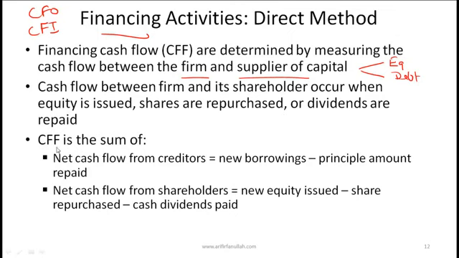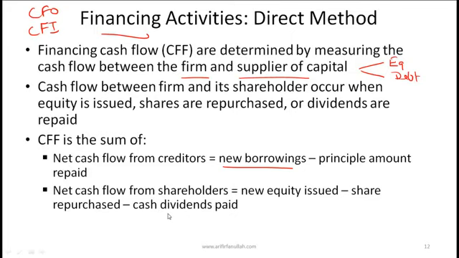So essentially, CFF is the sum of net cash flow from creditors. So these are the people or organizations from whom the company is borrowing money. So the net cash flow is equal to any new borrowings minus any principal amount repaid. So this is the net cash flow from creditors, and the net cash flow from shareholders is the new equity issued minus any shares repurchased. When shares are repurchased, this is a treasury stock operation where cash is paid out, minus cash dividends paid. So this is the cash paid out.